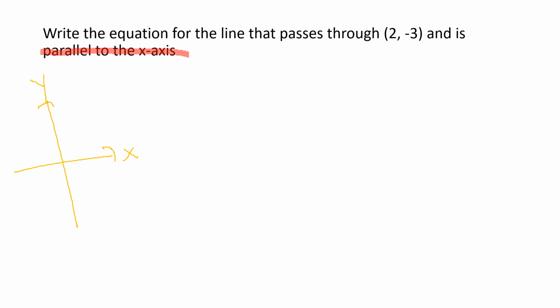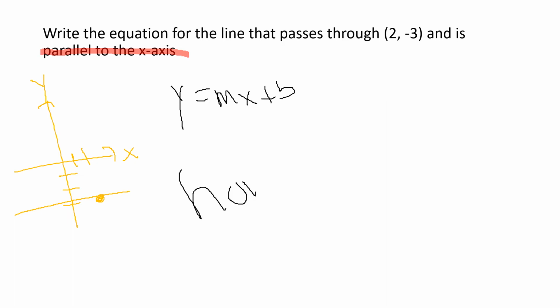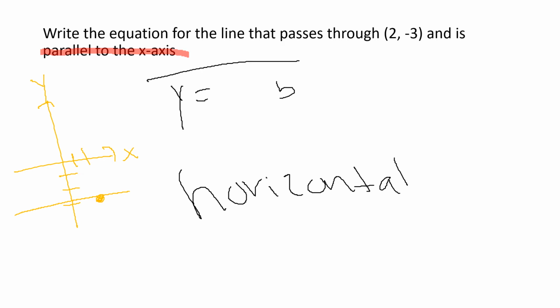If it's parallel to the x-axis, so here we go, it passes through 2, -3. It's parallel to the x-axis, which means it's going to cross right here. Now, again, let's talk about this logically. y equals mx plus b. When I have a horizontal line, the slope equals 0. So this goes away. If the slope equals 0, then mx, slope times x, is gone. It equals 0. And what I am left with is y equals b.